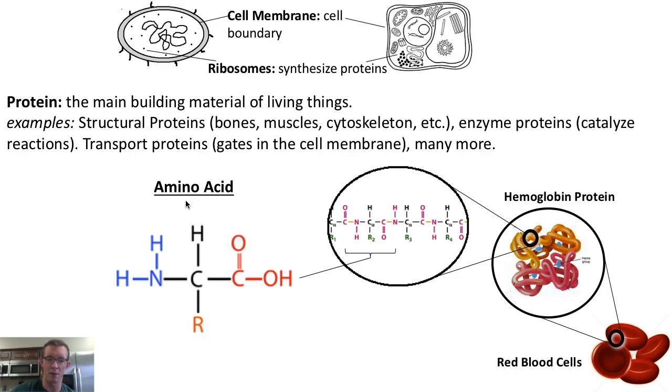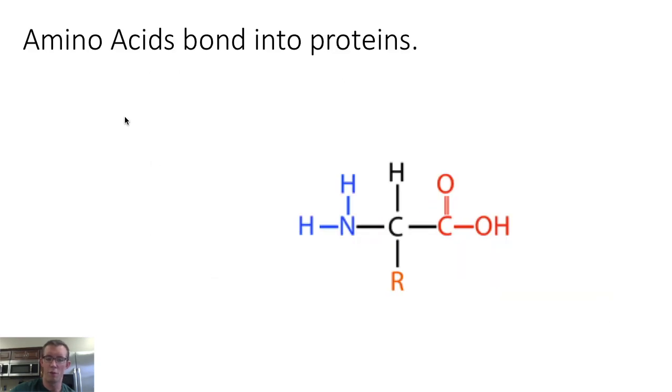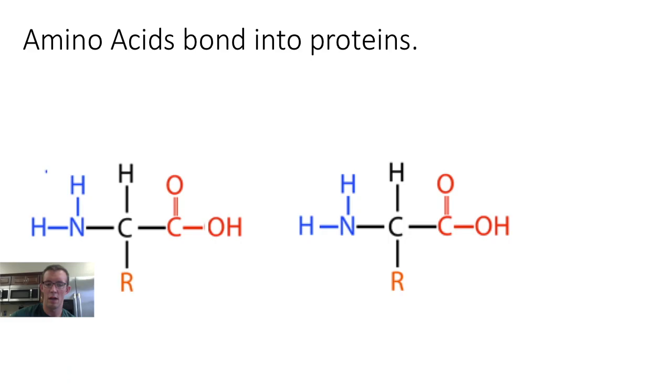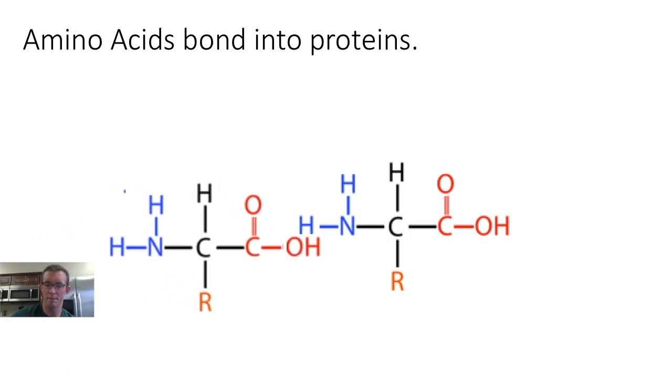And their name is pretty straightforward. An amino acid is made of an amine group, which has nitrogen in it, and an acid group, which are bonded together by a central carbon atom. Now, in order to form a protein, these amino acids need to bond together. So we'll watch that happen here.